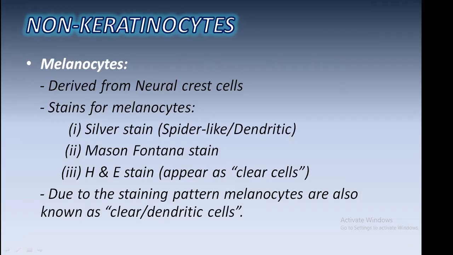Positive stains for melanocytes are three. Silver stain, which gives a spider or dendritic appearance, Masson-Fontana stain, and the eosin hematoxylin stain. In the H&E or the hematoxylin eosin stain, they appear as clear cells. Due to the staining pattern of the melanocytes, they are also known as clear or dendritic cells.